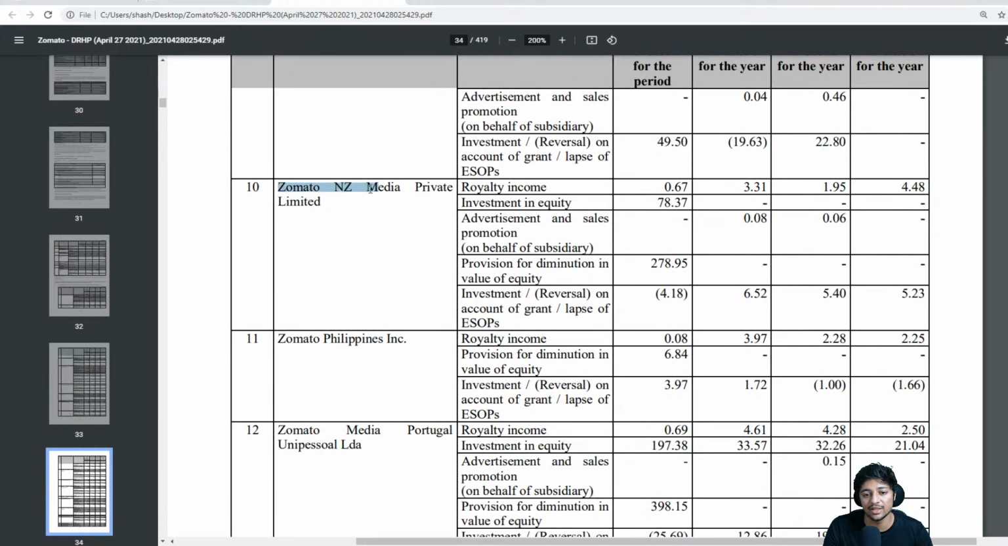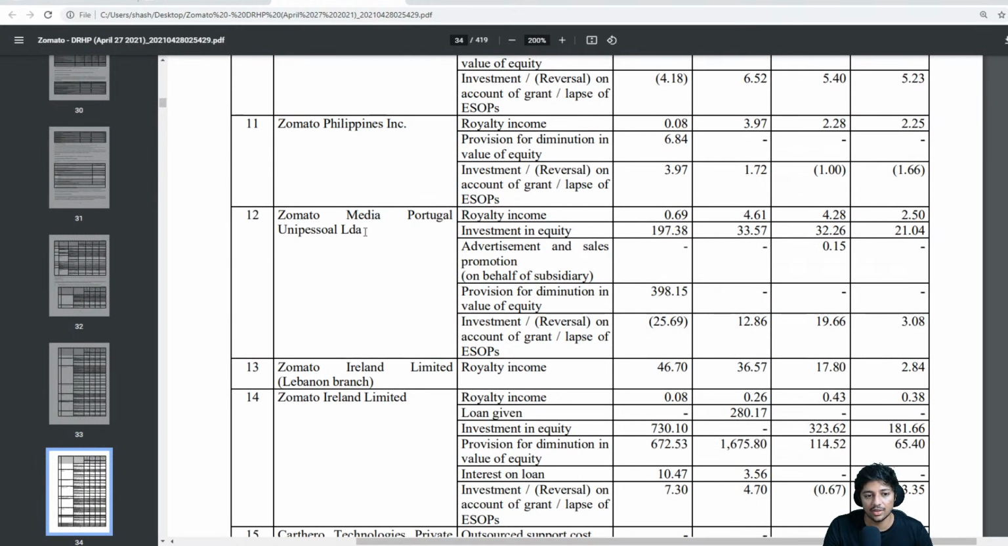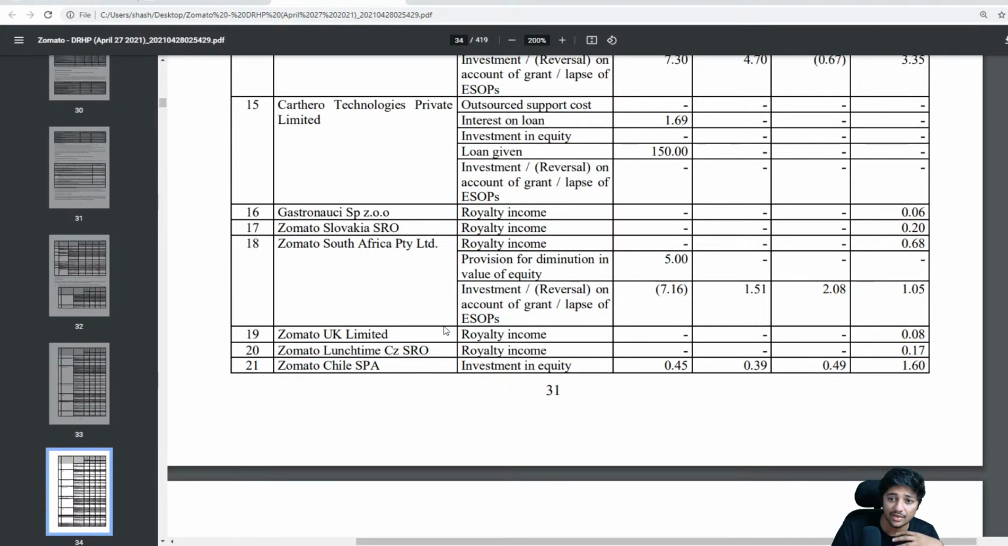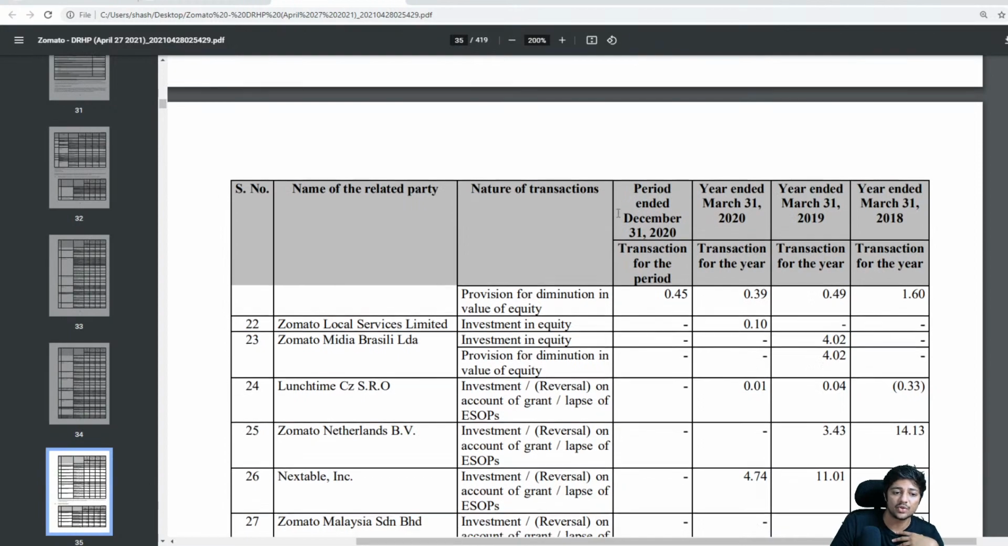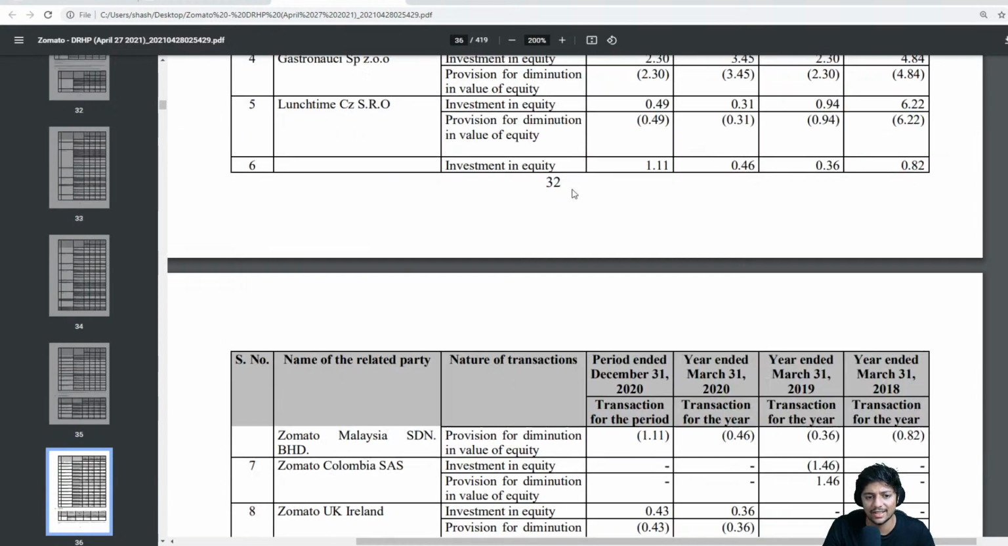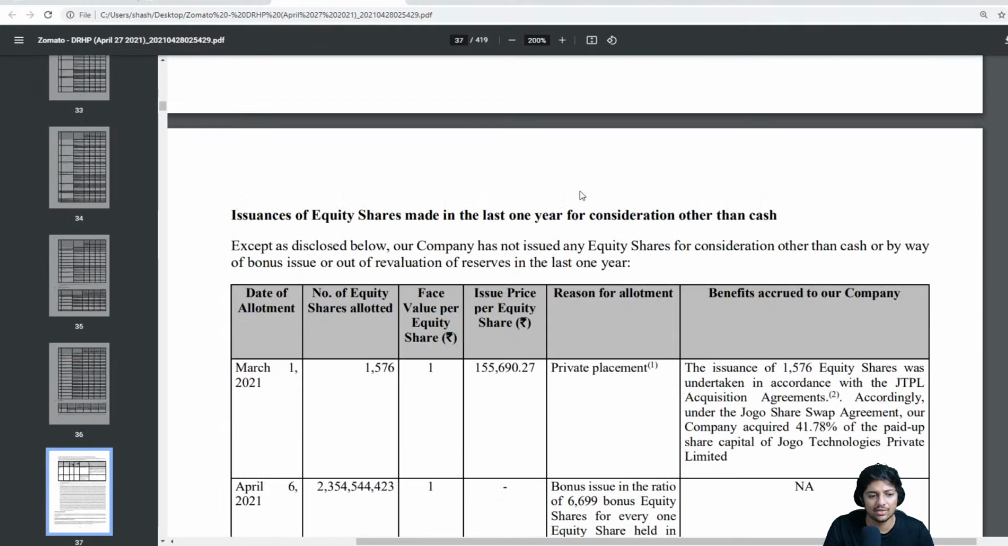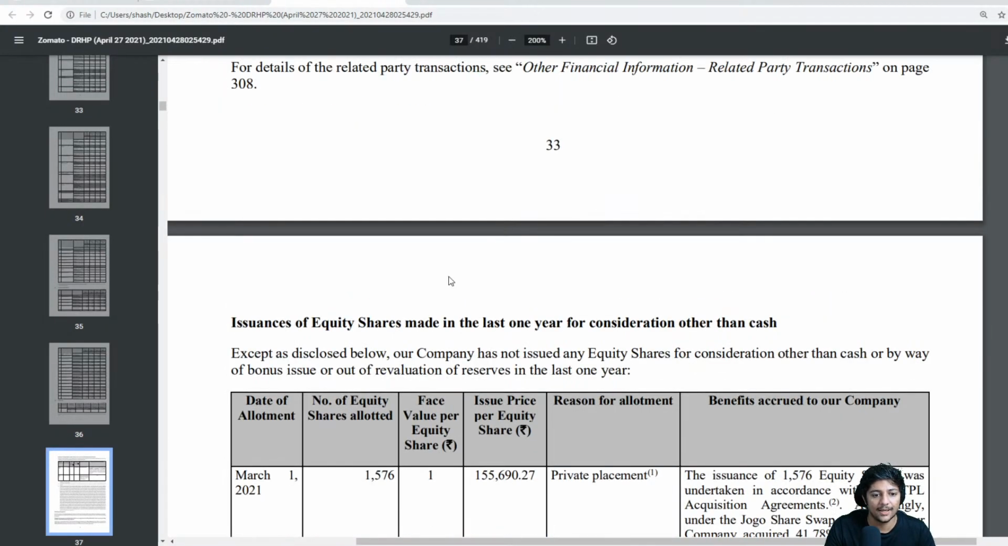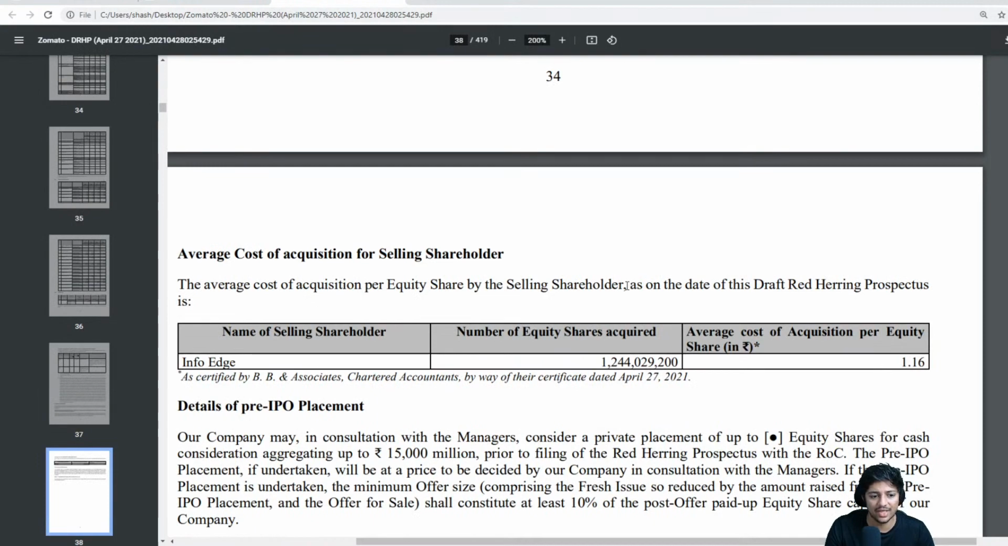This is Zomato in New Zealand, the Philippines, if you really want to dive deep into seeing where they're making so much money. See, they gave a company called Catero Technologies a 15 crore loan. You can look at all this if you want, when you have free time. But again, for me, this is not very important. I look at the first few things and I come down like this. I keep going down to check if there's anything else.